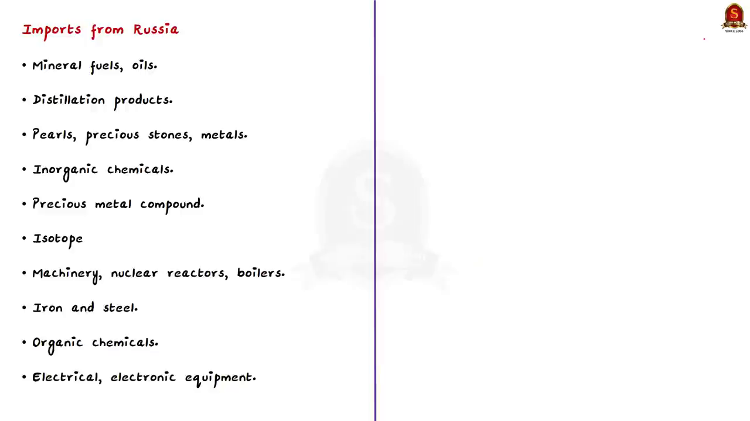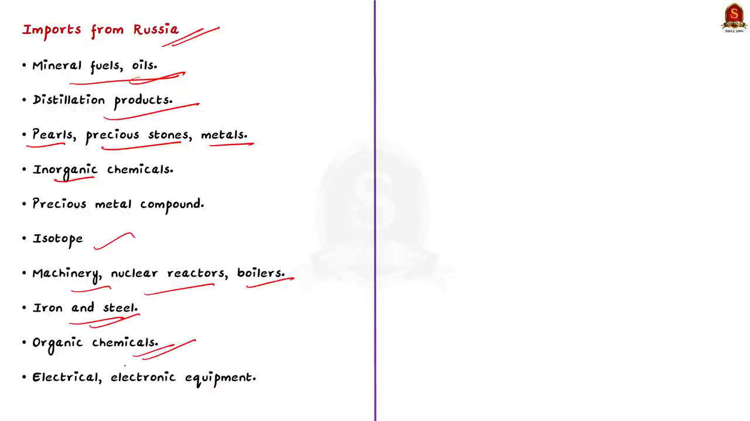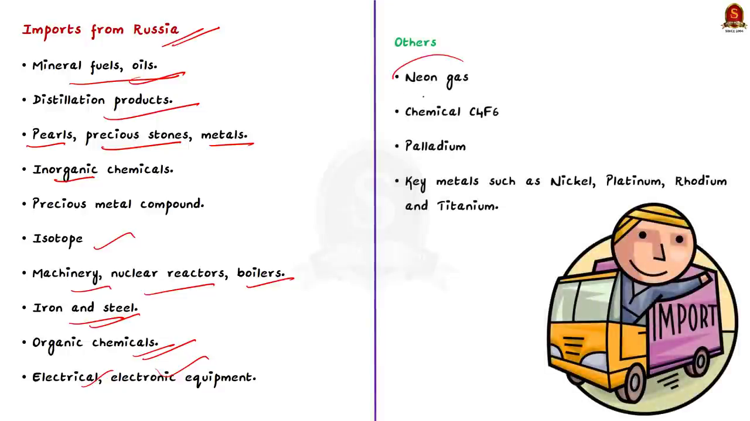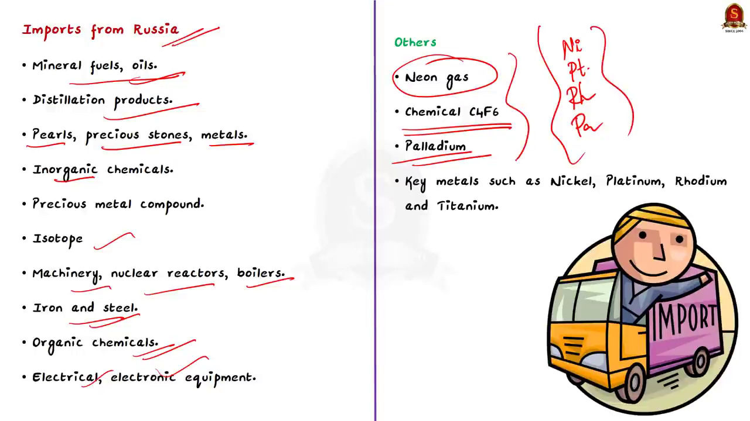And now, coming to the major imports from Russia, it includes mineral fuels, oils, distillation products, pearls, precious stones, metals, coins, inorganic chemicals, then precious metal compounds, isotope, machinery, nuclear reactors, boilers, iron and steel, organic chemicals, electrical, electronic equipment, and so on. See, the two countries also export neon gas, chemical C4F6, and palladium. In addition to this, they also export key metals such as nickel, platinum, rhodium, and titanium. See, why am I mentioning these export items alone specifically? Because these are crucial for the semiconductor manufacturing industries, then electricals and electronics industry, and even the automobile industry.